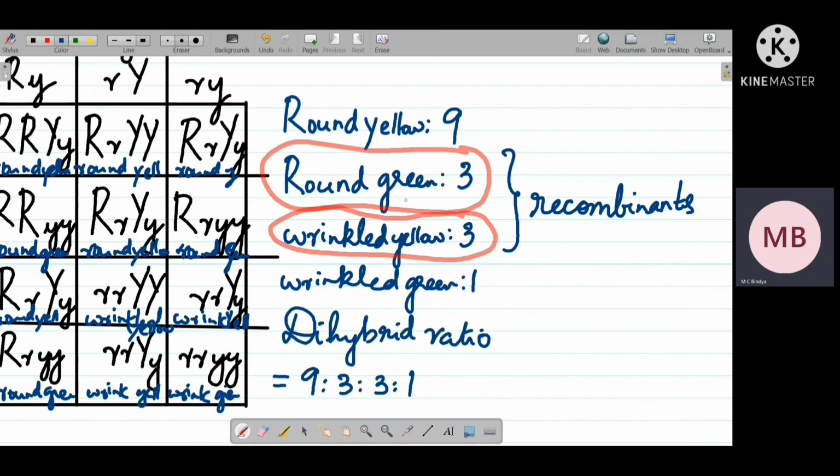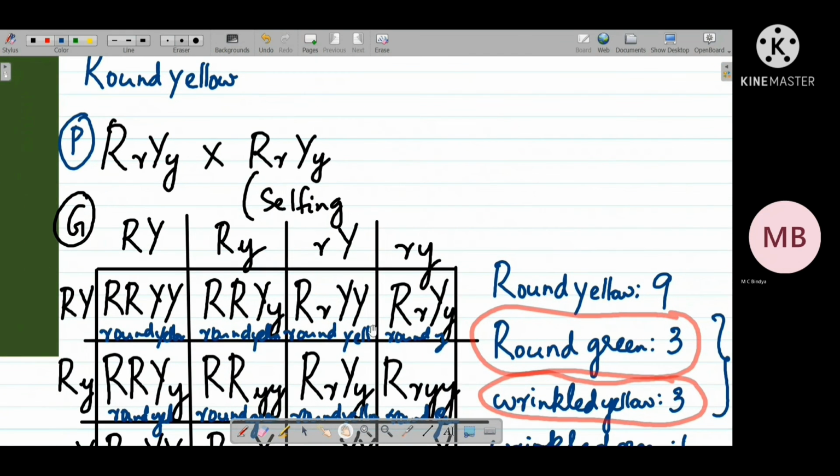Now we were able to get these new combinations different from the parents because during gamete formation, we can see that none of the two genes are placed together. So round and yellow genes and wrinkled and green genes, they all independently assorted. That is the reason why we got new combinations.